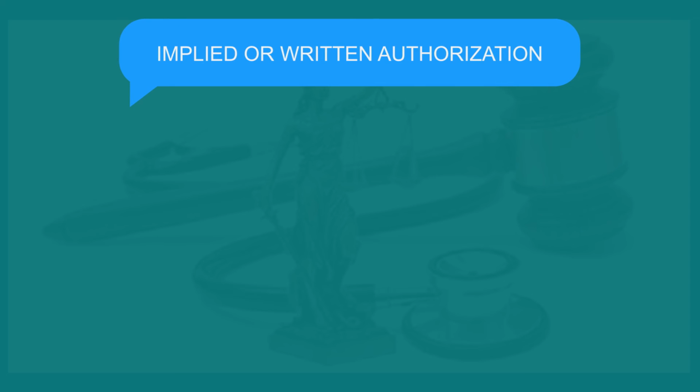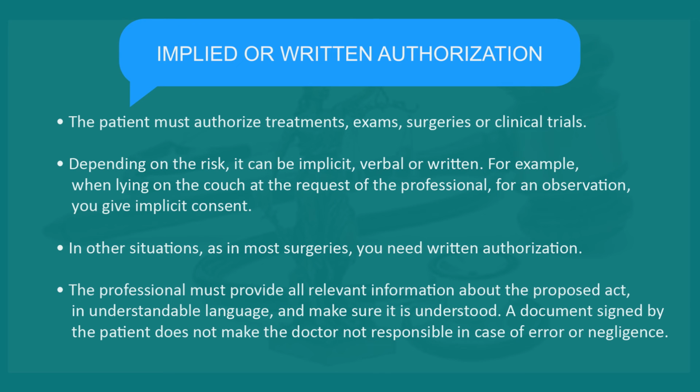Implied or written authorization. The patient must authorize treatments, exams, surgeries, or clinical trials. Depending on the risk, it can be implicit, verbal or written. For example, when lying on the couch at the request of the professional, for an observation, you give implicit consent. In other situations, as in most surgeries, you need written authorization. The professional must provide all relevant information about the proposed act, in understandable language, and make sure it is understood. A document signed by the patient does not make the doctor not responsible in case of error or negligence.